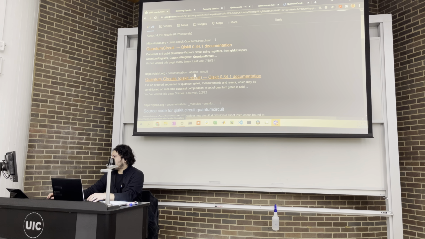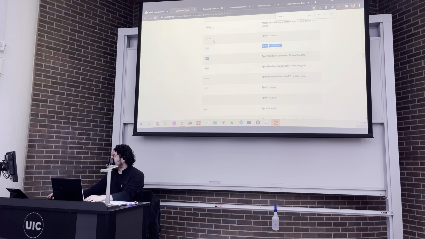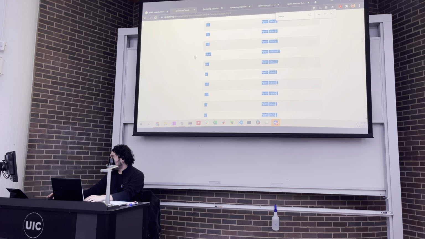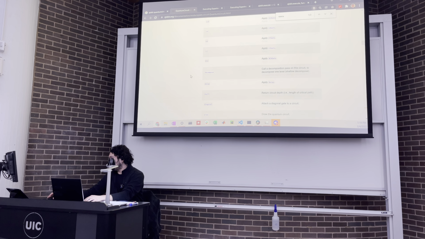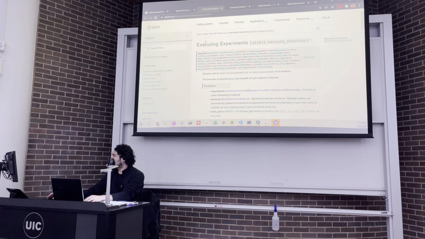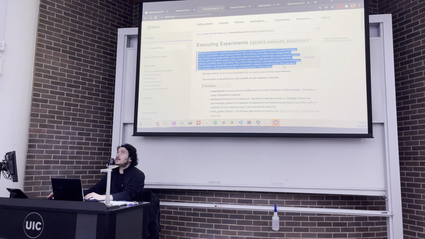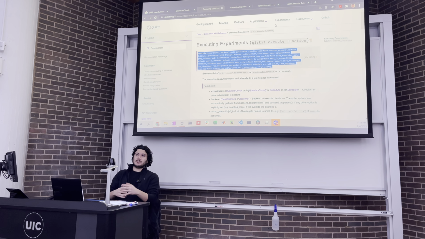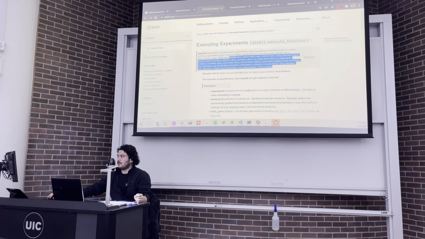Nothing immediately comes up, and here is where I would ideally want to find it. I'm not seeing it immediately. D, E, X, so it's not there. Next result, the Qiskit execute function. Here we go. So here we have the parameters for the execute function. Parameters are just how you want to customize it. This is something you're going to want to familiarize yourself with.